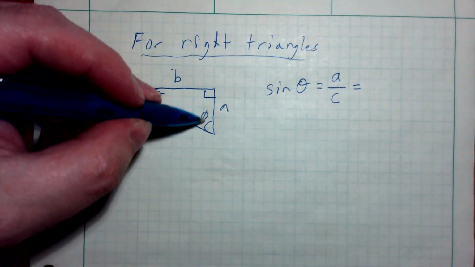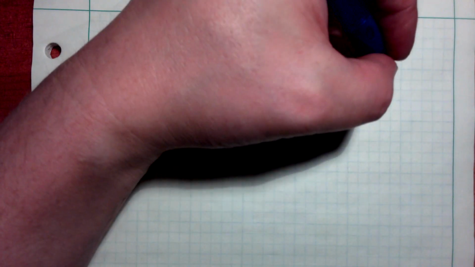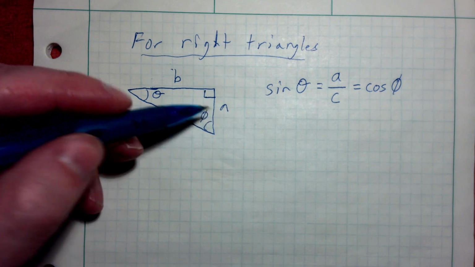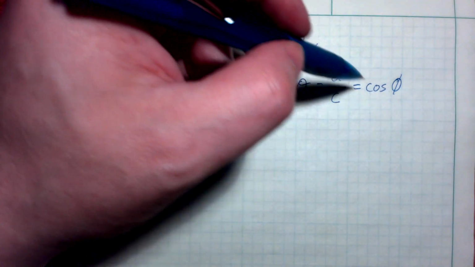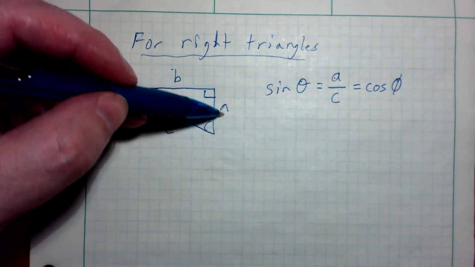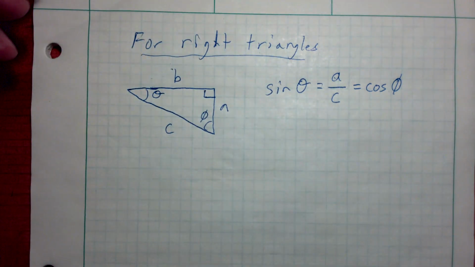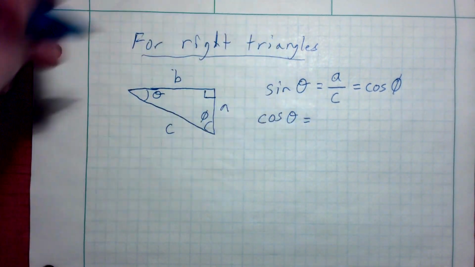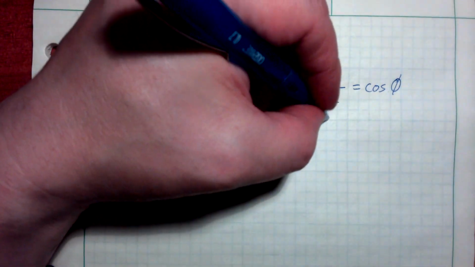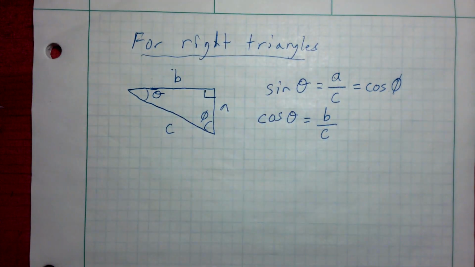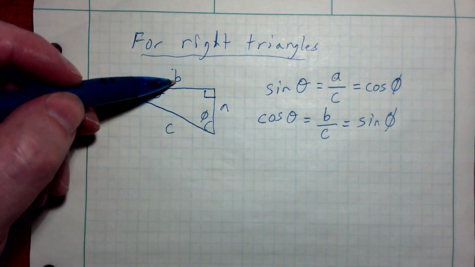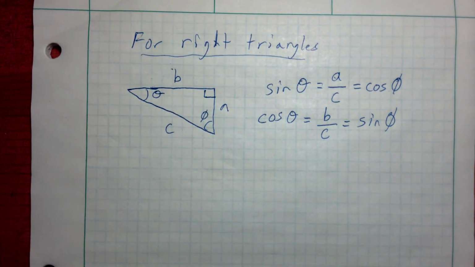If I look at the phi angle, I could say that the cosine of phi, this is adjacent to phi. So cosine of phi is going to be adjacent over hypotenuse. This is adjacent to phi, and c is the hypotenuse. Just like if I were to say the cosine of theta, well, adjacent to theta is b. The hypotenuse is c. Cosine is adjacent over hypotenuse. And again, this would be the sine of phi because b is opposite of angle phi.